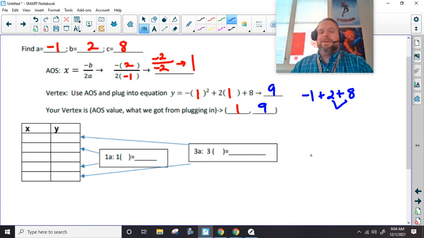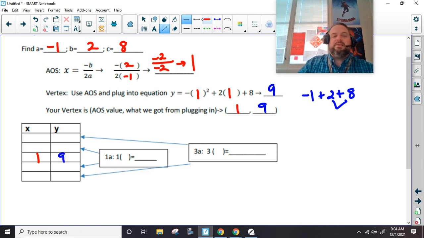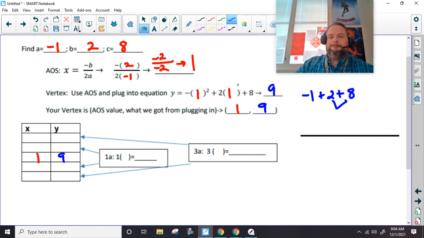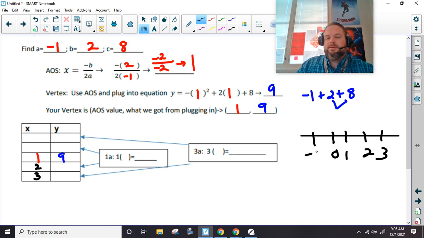That's advanced. Okay. All right, so where does the 1 go over here in our x column? In the middle. Where does the y go? Also in the middle. All right, now let's think about it. If we have a number line, here's 1. What's these two numbers right here? 2 and 3. So 2 would go here, 3 would go here. What's these numbers? Very good.